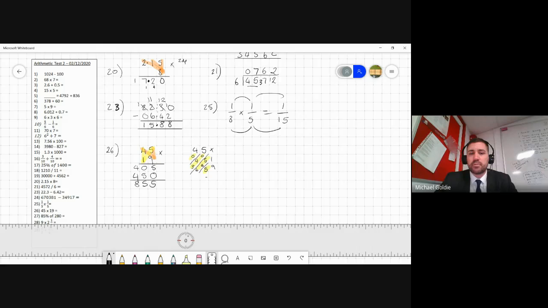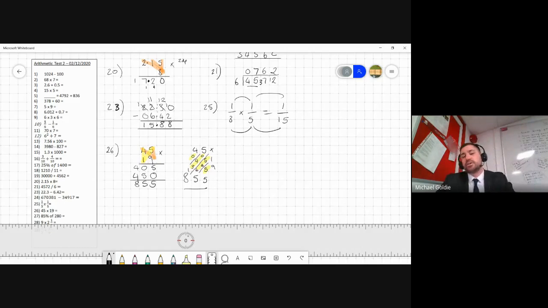The first one is you put your 5 down. And then you're going to add 6, add 4. It's 10. Add 5 more is 15. 1 add 3 is 4. Add 4 more is 8. Same answer, 855. There's just 2 different methods to working it out.